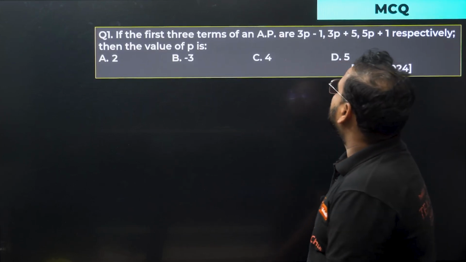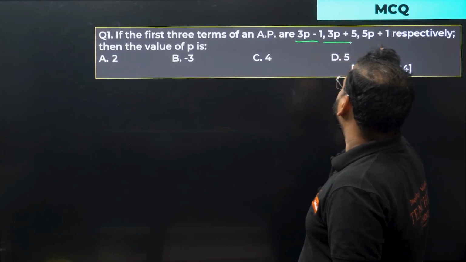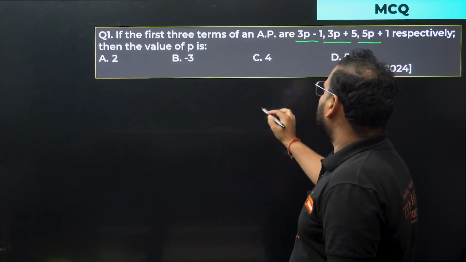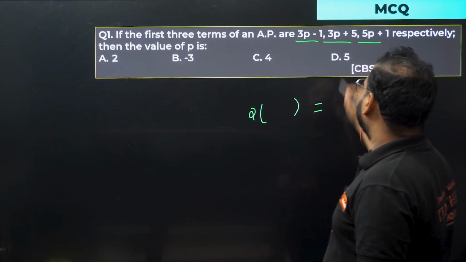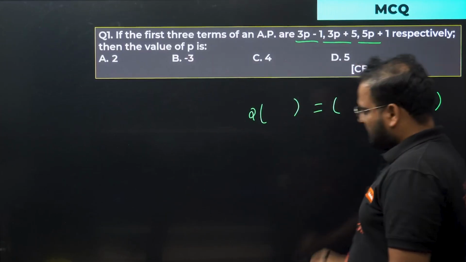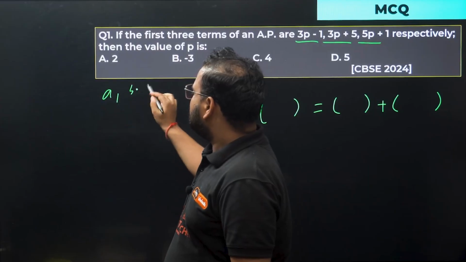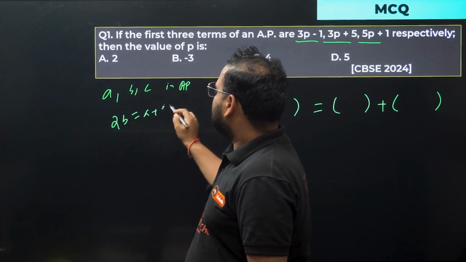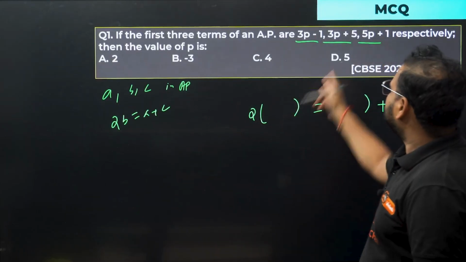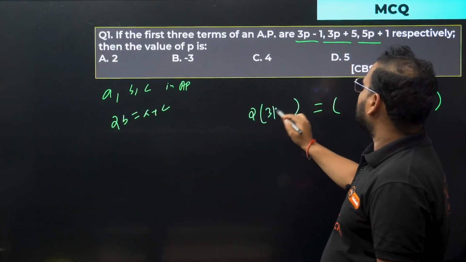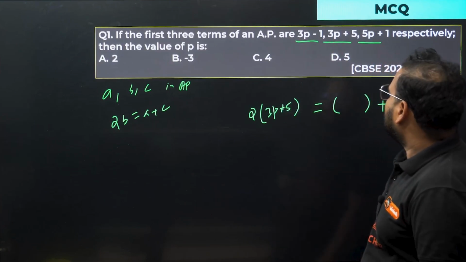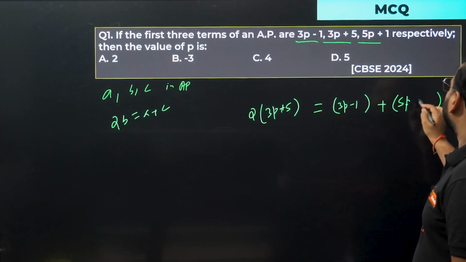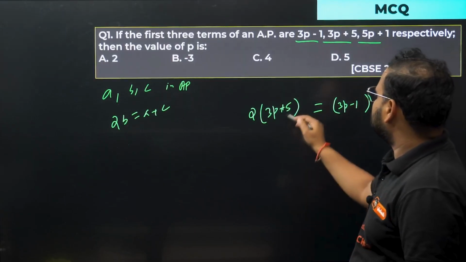If the first 3 terms of an AP are these, respectively, find the value of p. 3 terms of an AP. I told you something. Twice of the middle term equals the sum of the first and last term. Remember this? A, B, C in AP. What I wrote: 2b equals a plus c, right? Twice of the middle term, what is that? 3p plus 5. And over here 3p minus 1, adding this with 5p plus 1. Check this out.